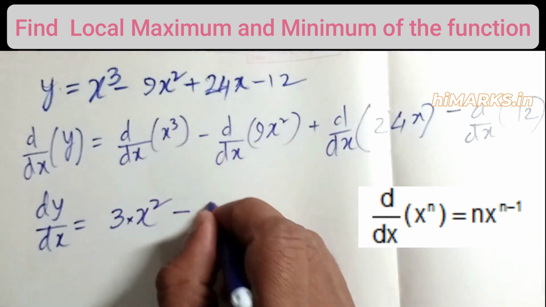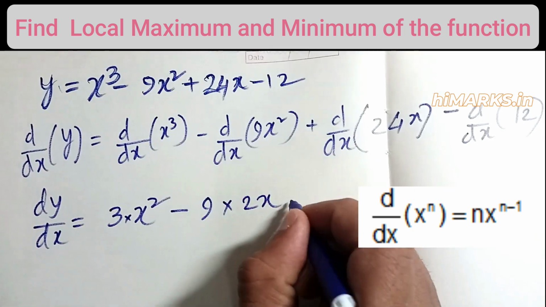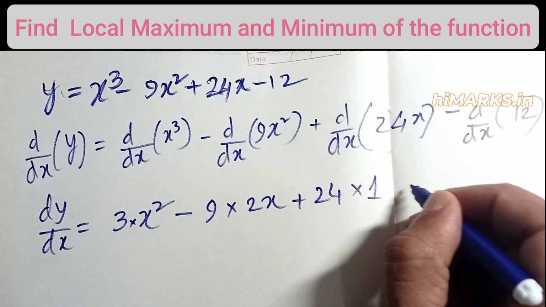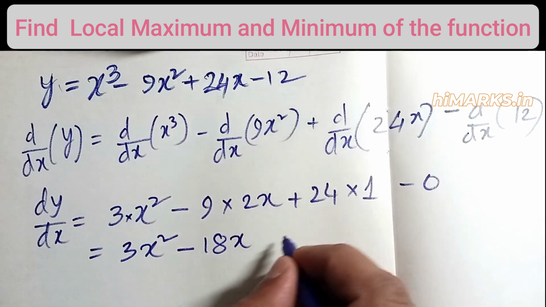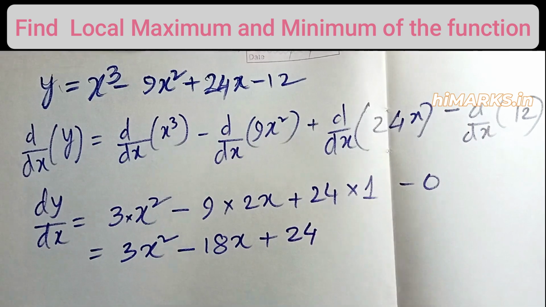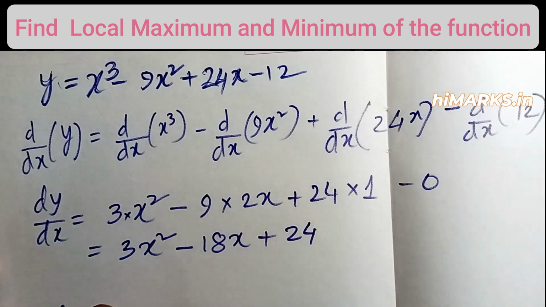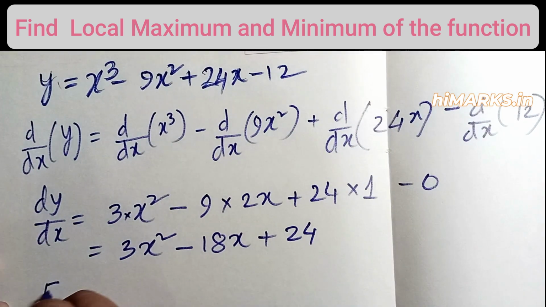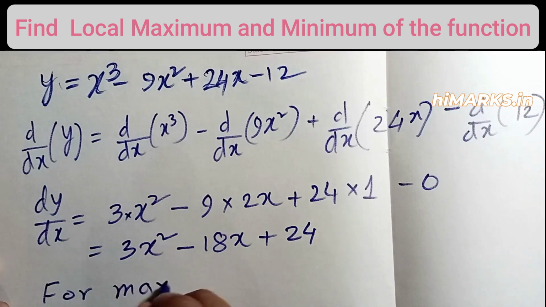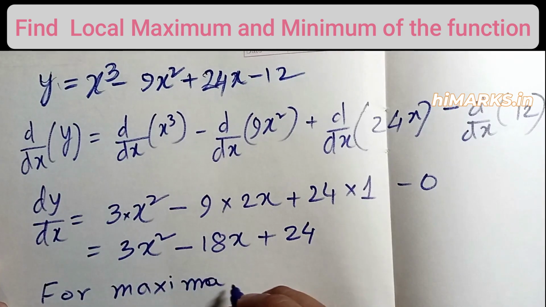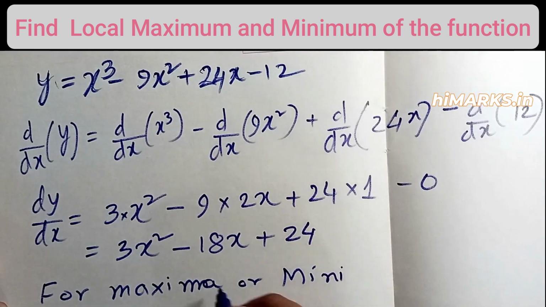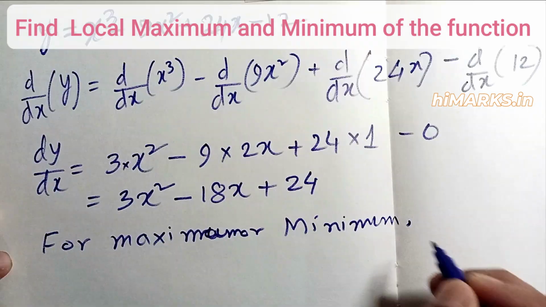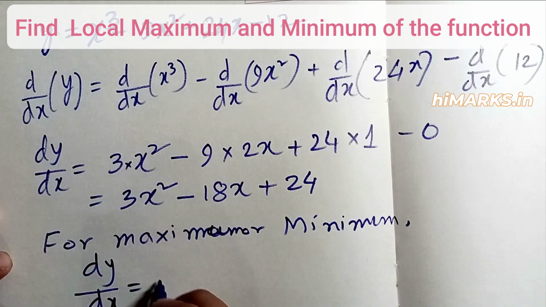Here one formula is used, that is x to the power n. d/dx of x to the power n will give n into x to the power n minus 1. And you see here in this 3x square, it came from x cubed, so that is the x to the power n formula. Now after finding this dy/dx for maximum minimum, we have to make dy/dx equal to 0.